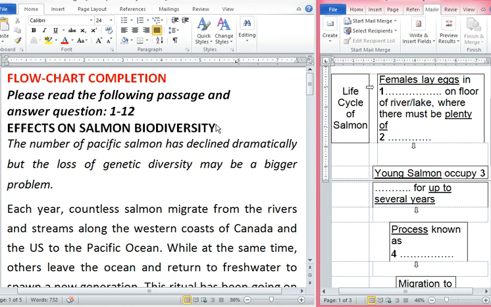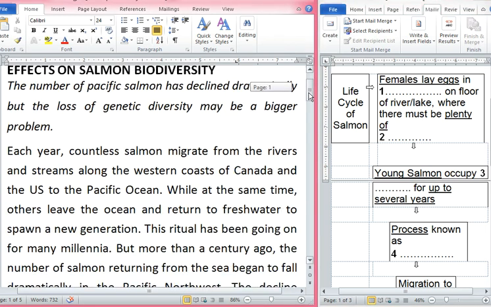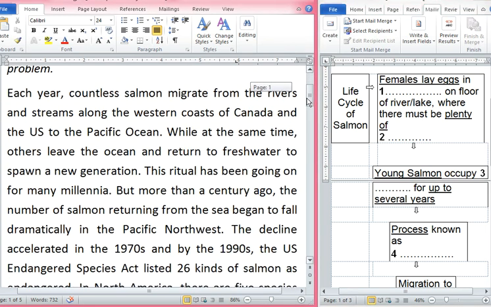And what we are searching in the passage is simply: is there anything mentioned which is related to female lay eggs? So let's go through the passage. So here is the passage. I will start reading it. What I'm searching, always keep in mind, female lay eggs.